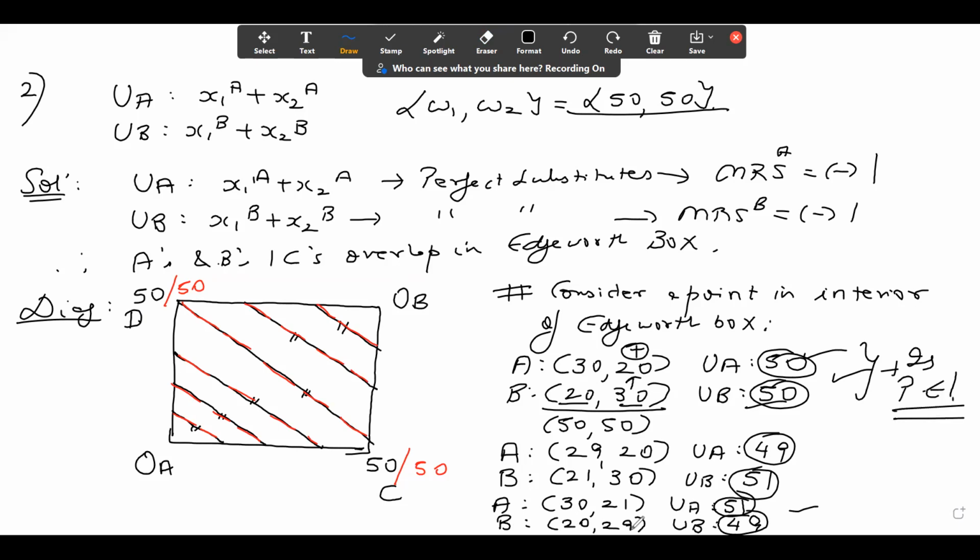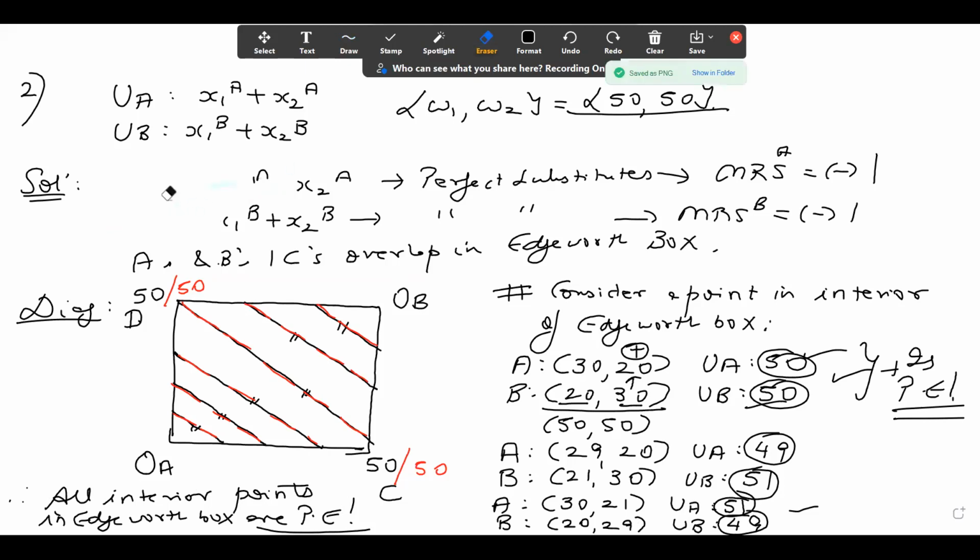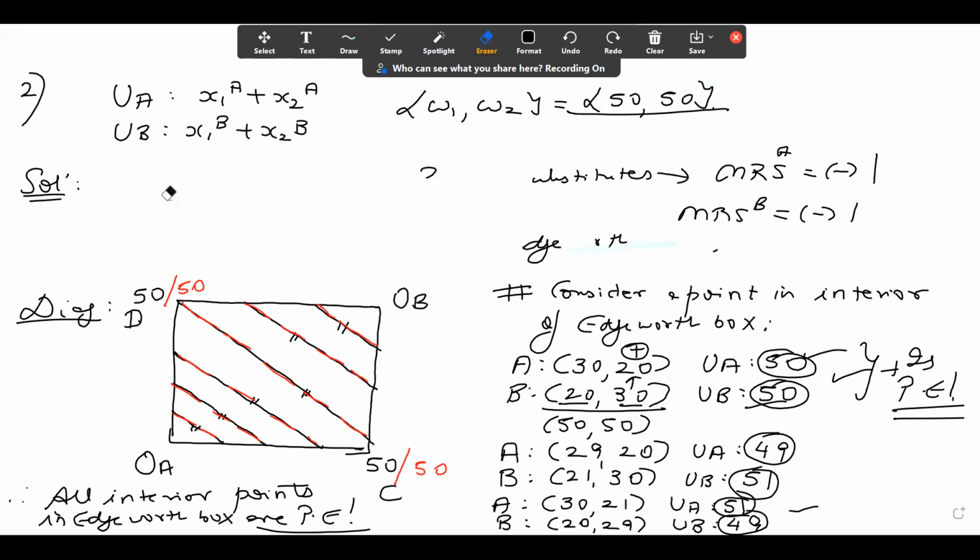No party would want to deviate from this, because if they deviate, one of the agents becomes better off by making the other agent worse off. So guys, by generalization, I can say therefore all the interior points in the Edgeworth box are Pareto efficient. Take any point and verify. And then take any corner. Let's take the corners, okay? To verify whether the corners are Pareto efficient or not.